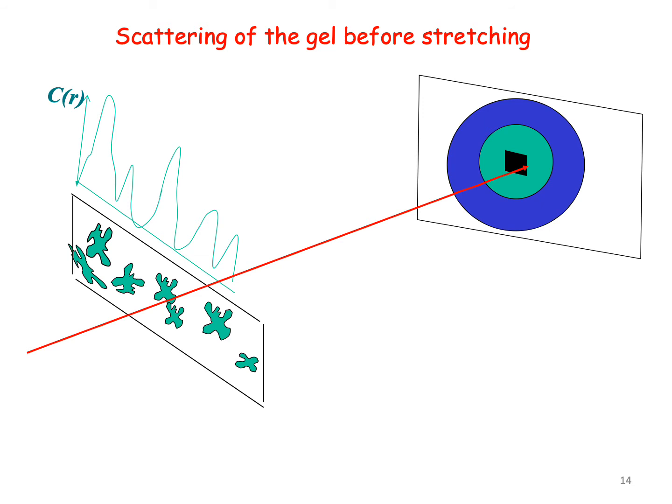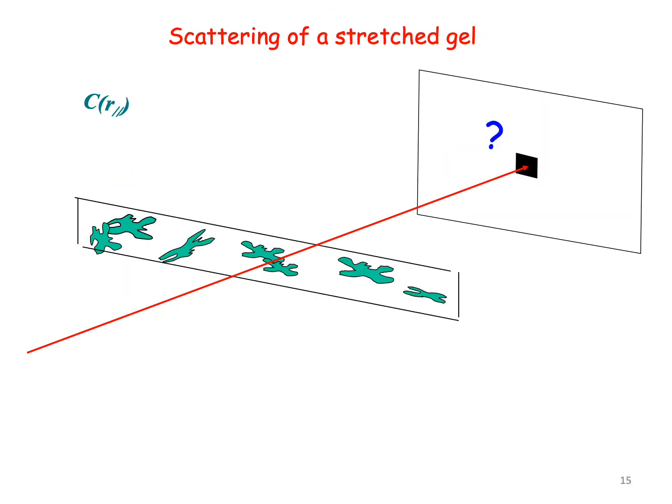Of course, this is the gel before stretching, so the scattering is isotropic. So now we stretch the gel, that means we take the two ends of the gel within some clamps and we pull. And what will be the scattering in this case?